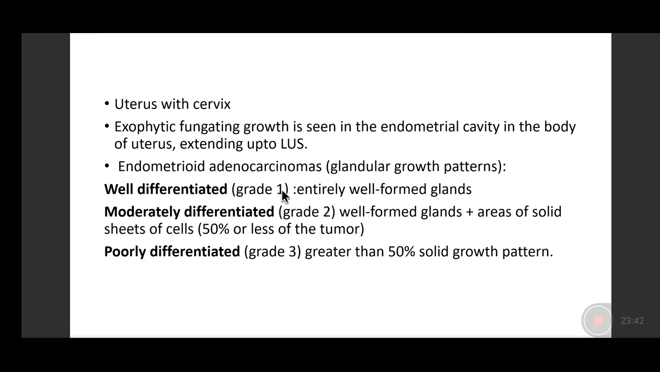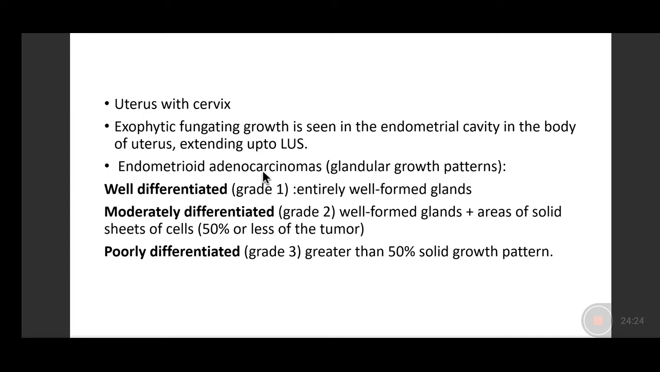The most probable diagnosis in this case would be endometrioid adenocarcinoma. And these endometrioid adenocarcinomas show glandular growth patterns. Now, depending upon the amount of gland formation, they can be classified as grade 1, 2, or 3, either well differentiated, moderately differentiated, or poorly differentiated. If we have a tumor entirely composed of well-formed glands, then we call it well differentiated. If well-formed glands are also seen along with areas of solid sheets of cells, but these sheets of cells are 50% or less of the tumor, we categorize them as moderately differentiated tumors.